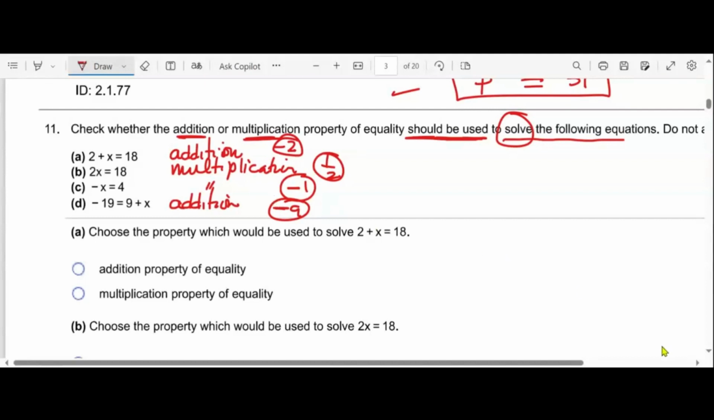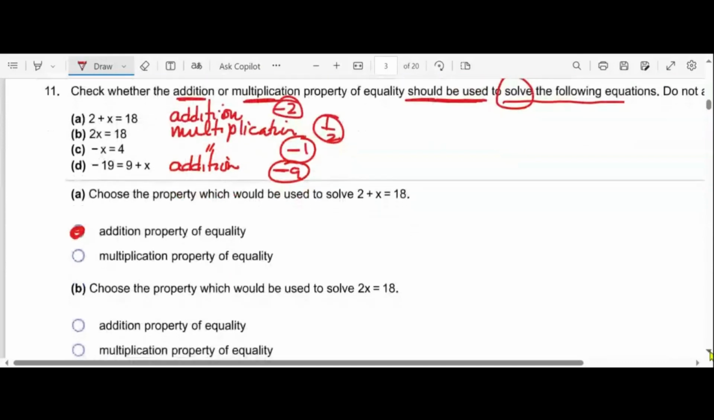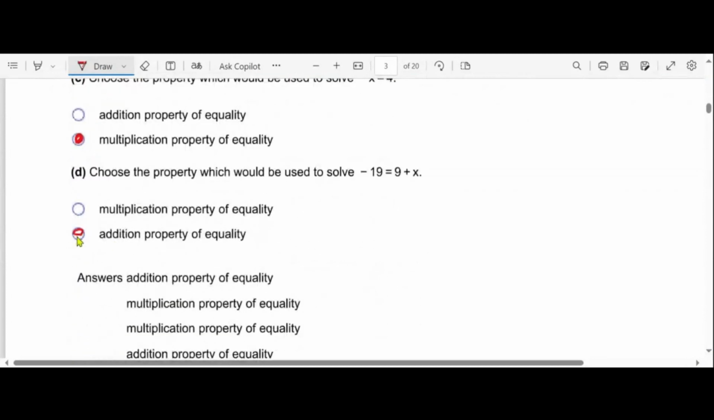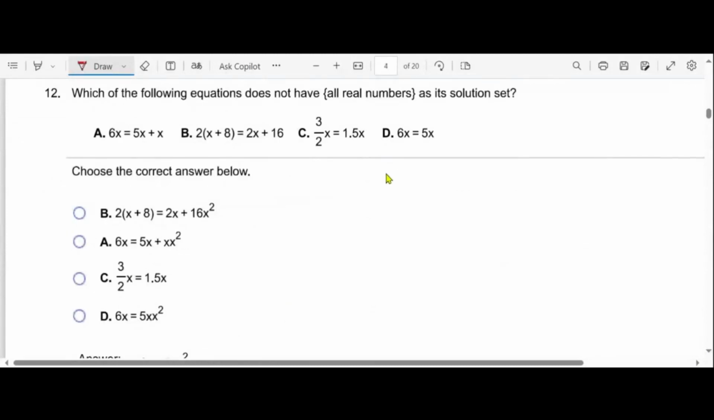Good. So then you make the choices here. The first one is addition, multiplication, addition. Easy? I need someone who's third now.